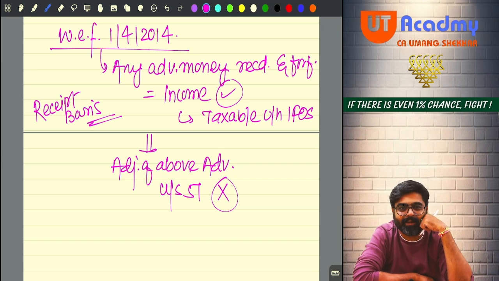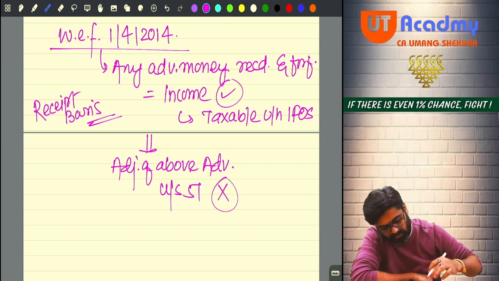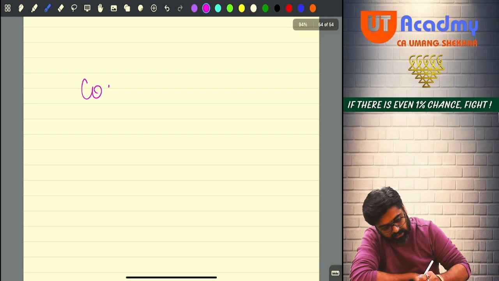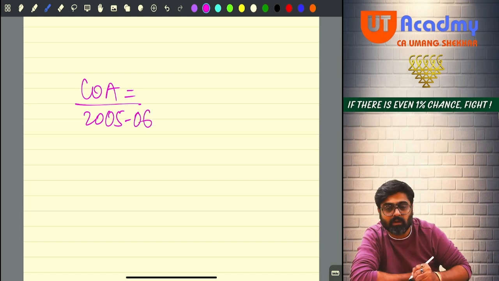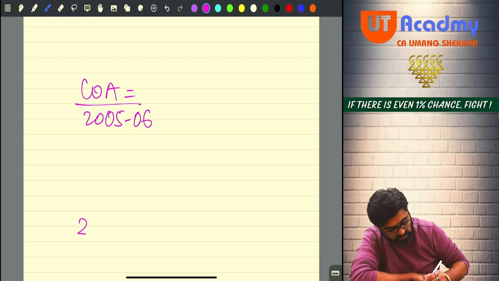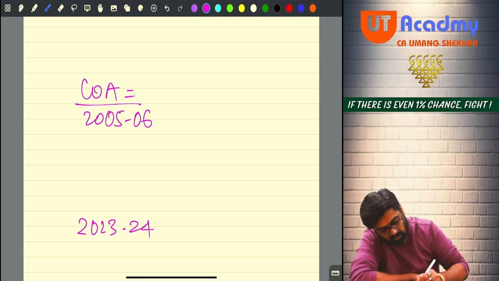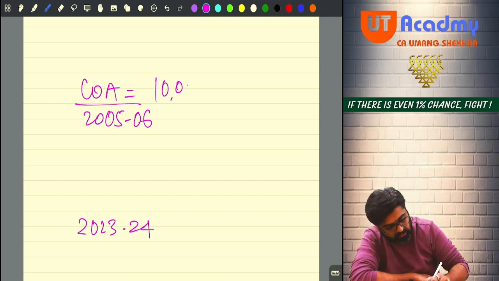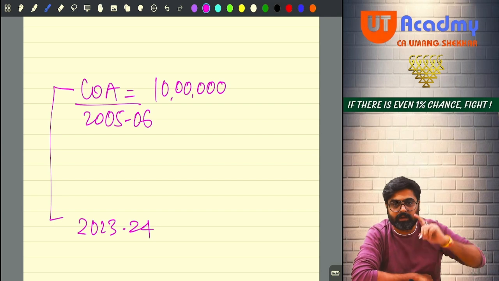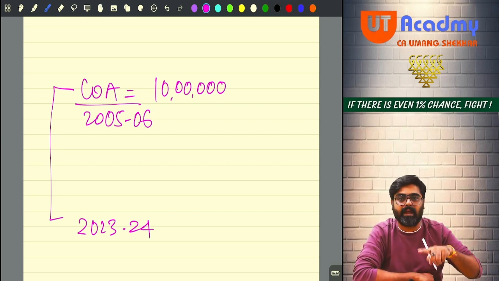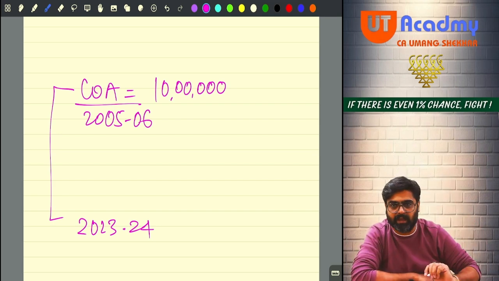Getting my point? If cost of acquisition was incurred in, as Mr. Kaushik says, 2005-6, yes or no? And the asset is transferred in 2023-24. So the cost of acquisition was 10 lakhs. That 10 lakhs should be indexed from this date to this date, yes or no? So 10 lakh into 23-24 CII divided by 5-6 CII.